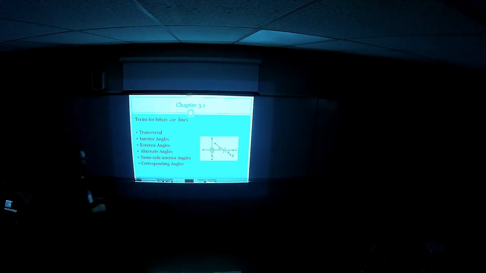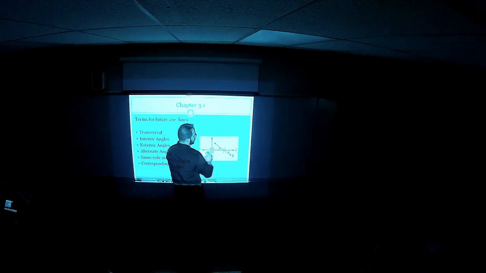1, 7, 4, and 6. 1 and 7 are alternate exteriors. They're alternating sides of the transversal. They're not touching each other. And 4 and 6. That was good.